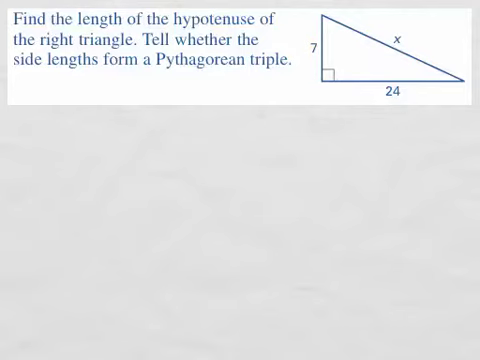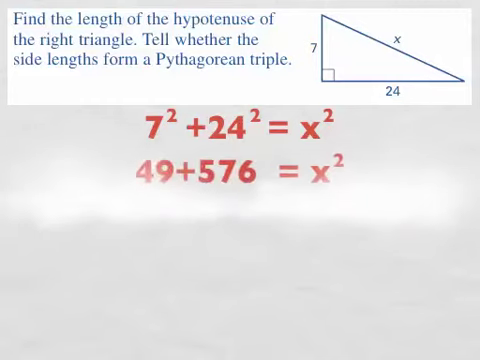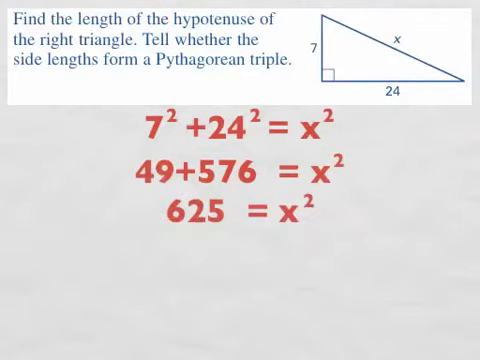Go ahead and plug these in. When you do, you would get 7 squared plus 24 squared equals x squared. You could again have 24 squared plus 7 squared; the order doesn't matter there. Go ahead and square 7 and 24. 7 squared is 49, plus 24 squared is 576, equals x squared. Go ahead and do the addition on the left side of your equal sign. So you get 625 equals x squared.